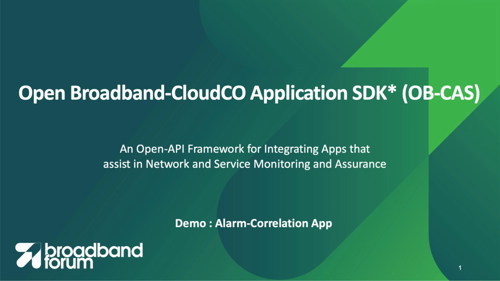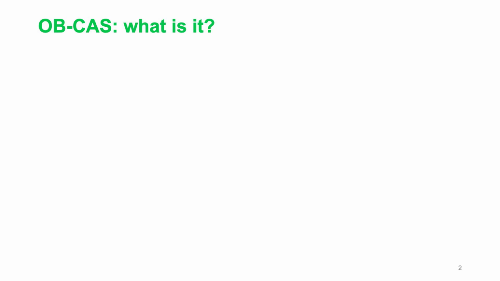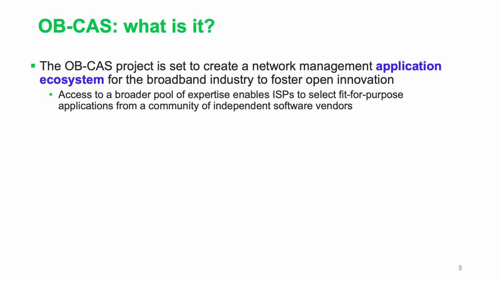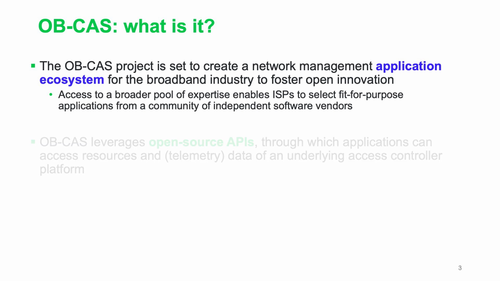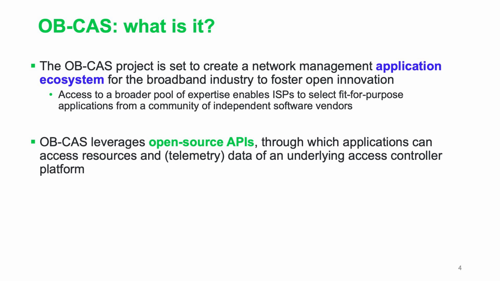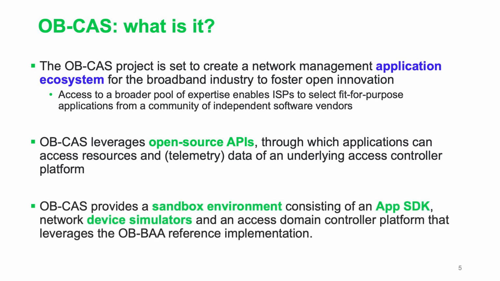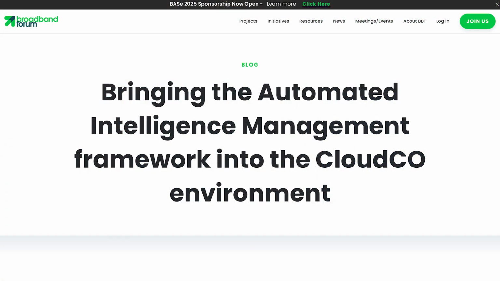It aims at making network assurance, service assurance easier for operators by providing an open API framework through which applications can easily be integrated in their access control platforms. These applications are typically used for better monitoring of the network itself. OB-CAS also ties in very well with BBF AIM, the automated intelligent management specifications, which define the architecture and the interfaces for closed loop interactions inside the network, eventually also assisted by artificial intelligence.